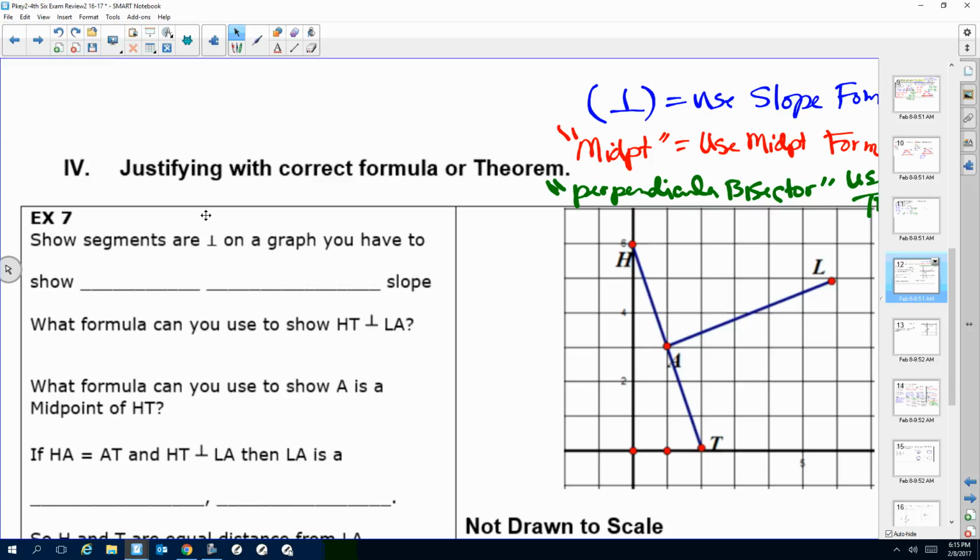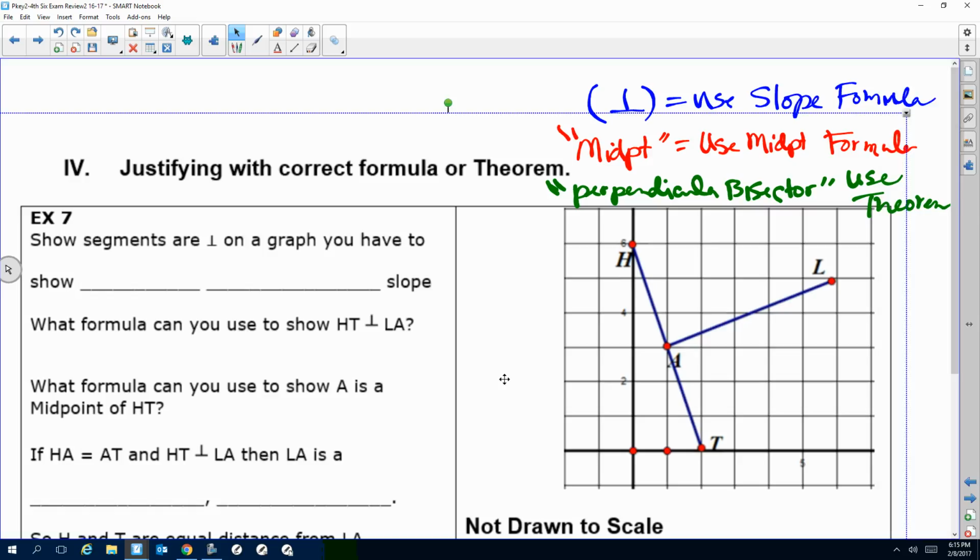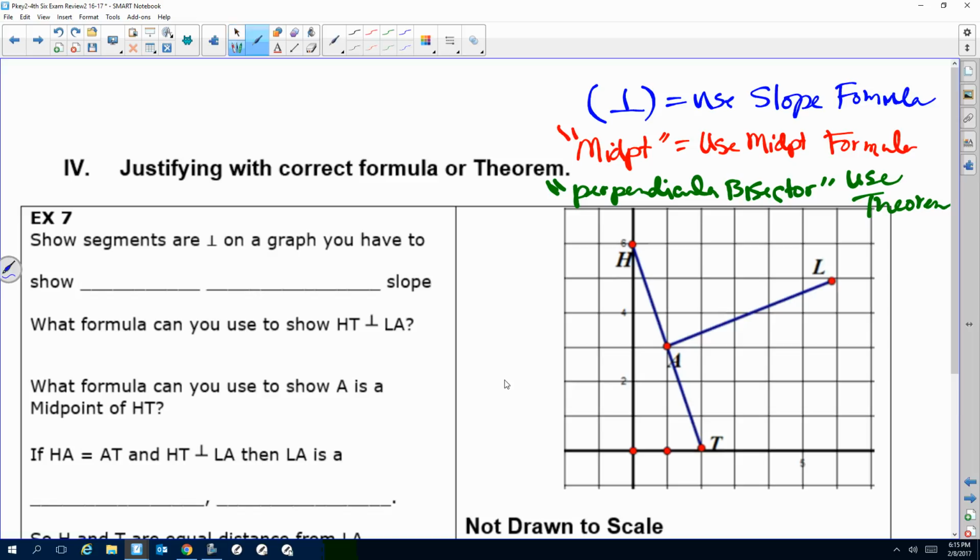All right, for this next section, you need to memorize a couple things, okay? One, if you ever see this upside down T, this symbol up here, you have to use the slope formula. If you see the word midpoint, you use a midpoint formula. If you see the word perpendicular bisector, you're using a theorem. So like on here, it says show segments are, and here's that symbol.